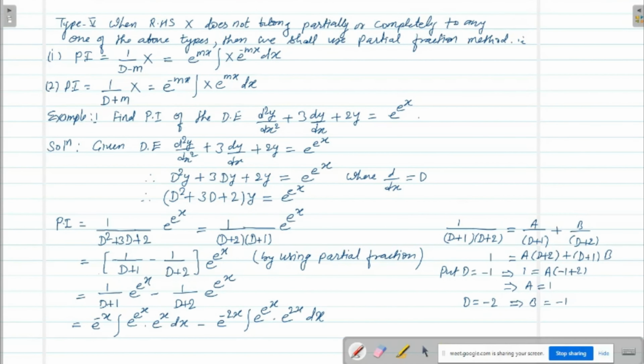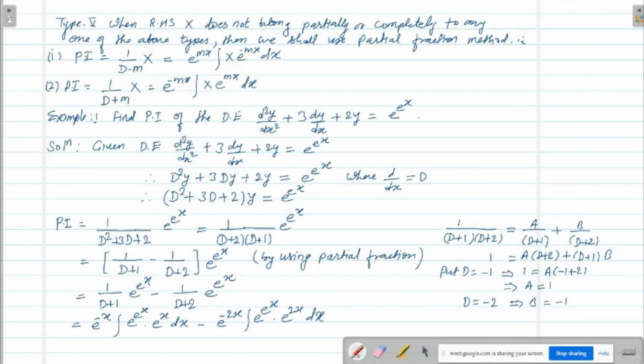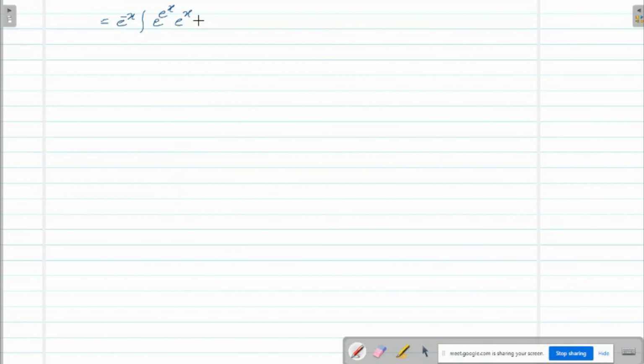So this equals e raised to minus x, then integration of e raised to x, e raised to x dx, minus e raised to minus 2x, integration of e raised to x into e raised to 2x, and dx.